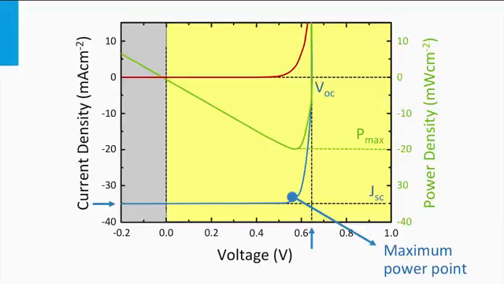The solar cell will have its best performance in its maximum power point. The voltage at the maximum power point is called VMP, and the current density at the maximum power point is called JMP. Which means that the maximum power density, P max, is equal to VMP times JMP. In other words, the shaded area under the maximum power point in a JV plot represents the power density generated.